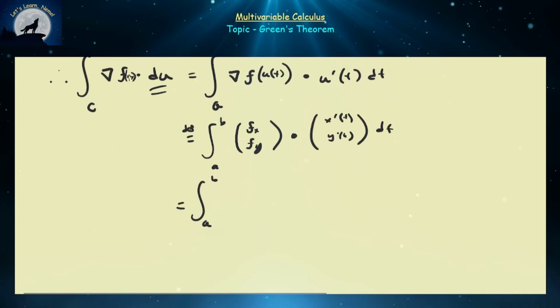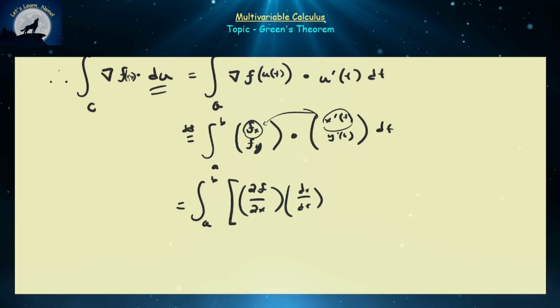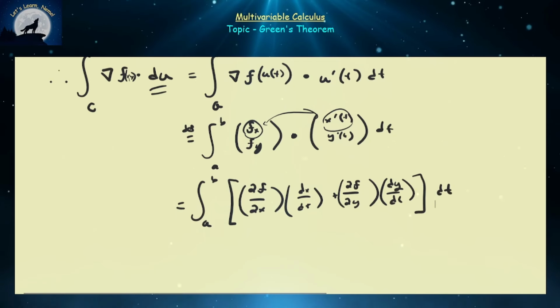So we're going to have the integral from a to b, and then we're going to have the partial derivative of f with respect to x multiplied by the dx dt portion. So that's that term times that term, and then we're going to do the same for the second component. Then we're going to have the partial derivative of f with respect to y times the total derivative of y with respect to t, and then we have a dt located here.